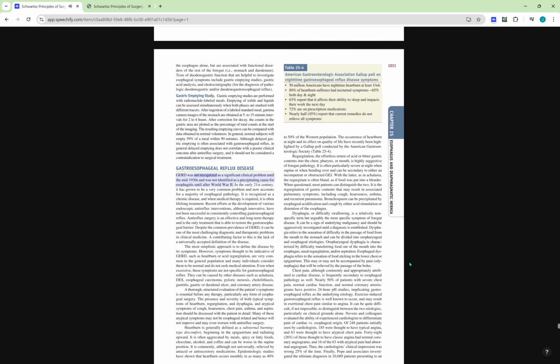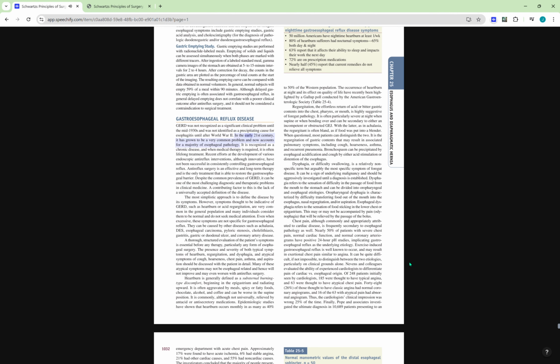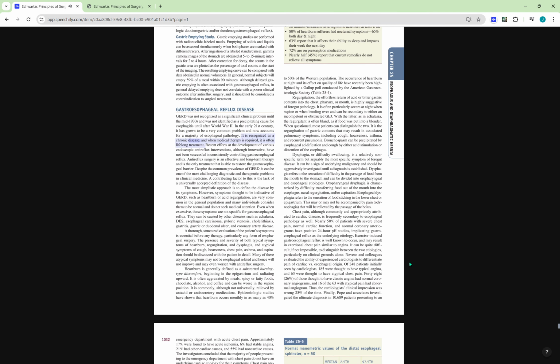GERD was not recognized as a significant clinical problem until the mid-1930s and was not identified as a precipitating cause for esophagitis until after World War II. In the early 21st century, it has grown to be a very common problem and now accounts for a majority of esophageal pathology. It is recognized as a chronic disease, and when medical therapy is required, it is often lifelong treatment.